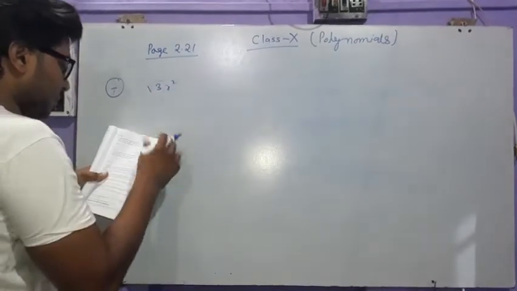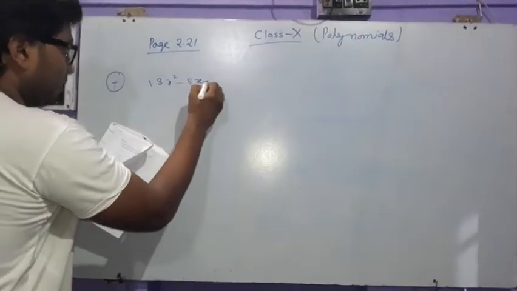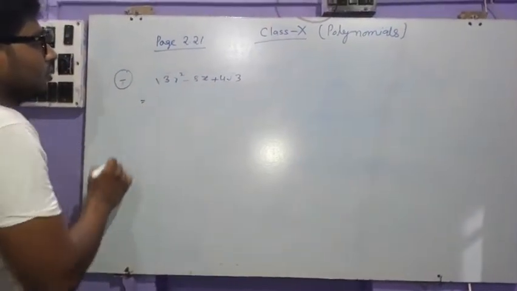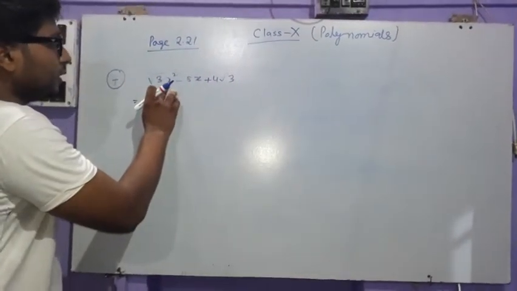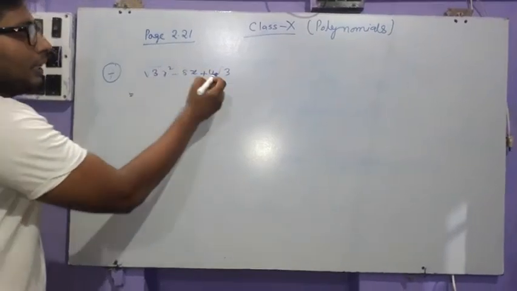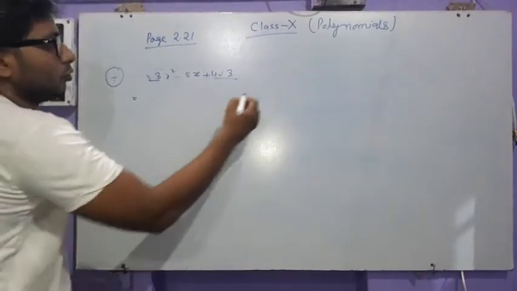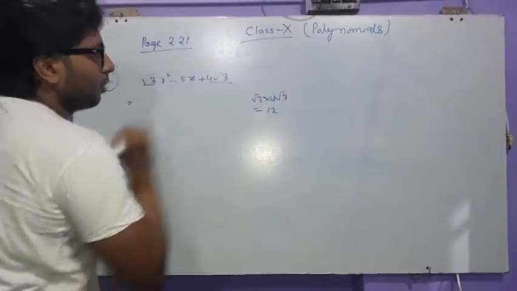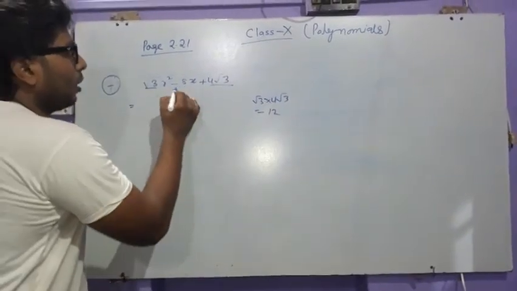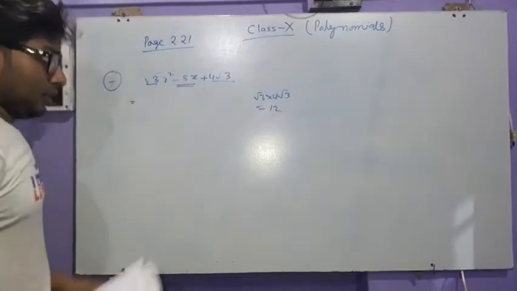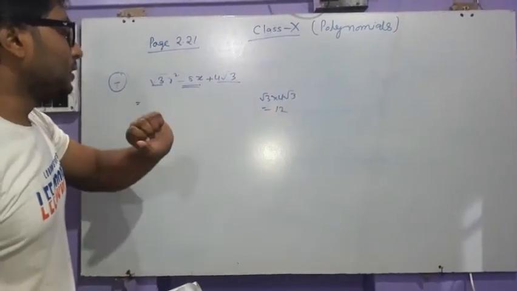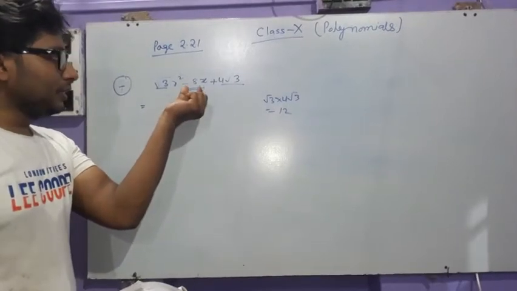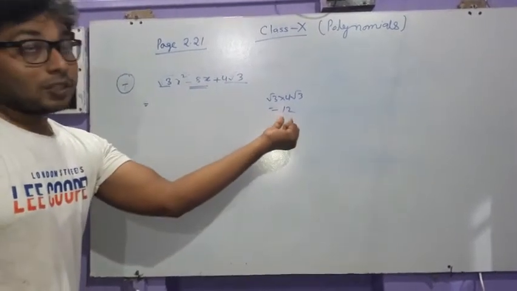The question is root 3x square minus 8x plus 4 root 3. Okay students, now here the coefficient of x square is root 3 and here the constant is 4 root 3, so you can multiply root 3 into 4 root 3, which is 12. So now our work is to find the factors of 12 in such a way that the sum between the two numbers is 8 and the multiplication should be 12.